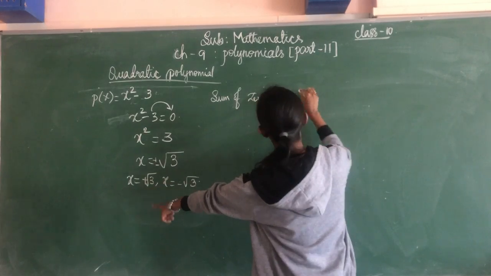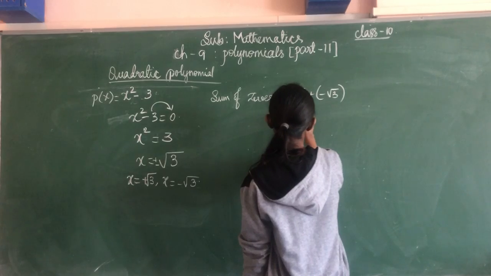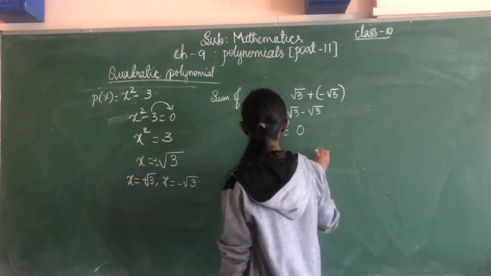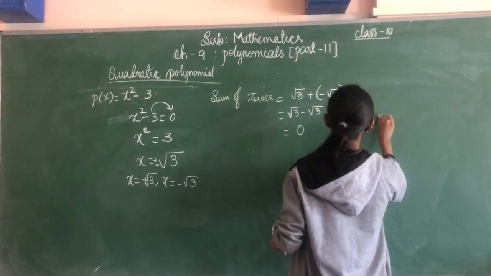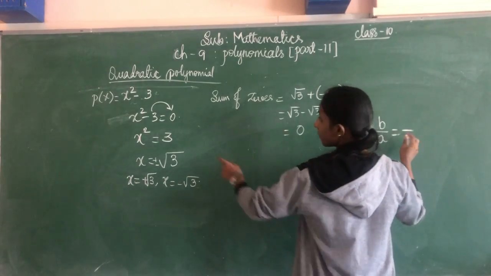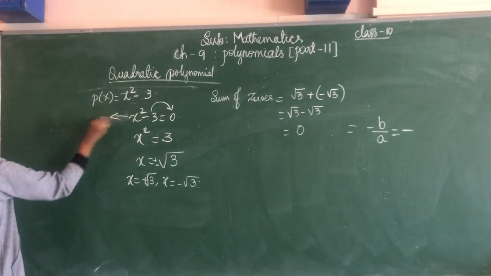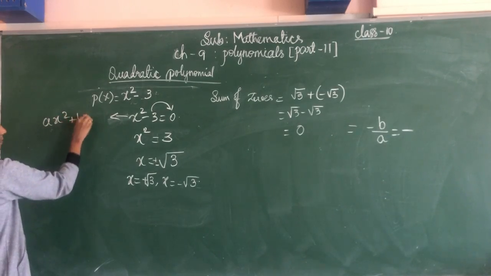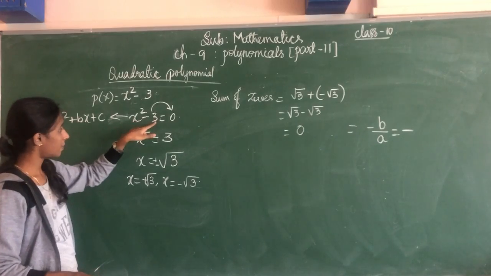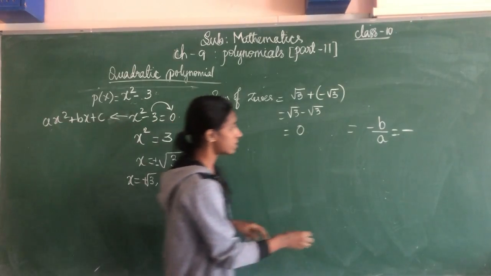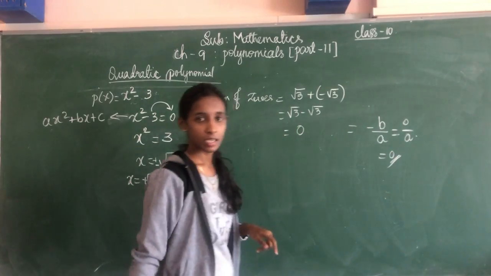Sum of the zeros is root 3 plus minus root 3. That is root 3 minus root 3, you will get 0. Sum of zeros you will get 0. If I use the formula, what is the formula? Sum of the zeros is minus b by a. Do you have b? If you compare this with standard form ax square plus bx plus c, do you have b here? No. It is ax square plus c, isn't it? So b value is 0. 0 by anything is 0 only, right? So our answer is correct.